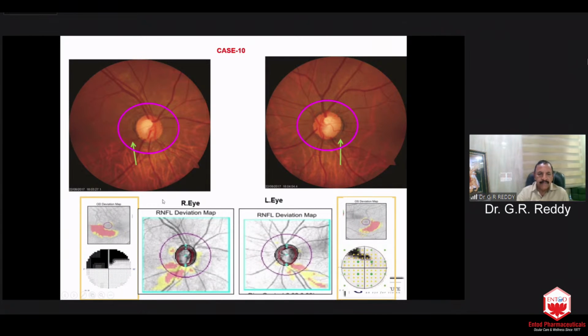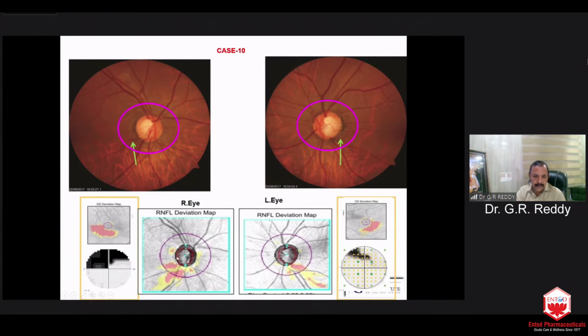Now we will see the 9th case. This is a nerve fiber defect. When a nerve fiber defect is there, you always see where it is coming from. Actually, it is coming from the fovea. This is the clue, and it is going towards the macular area.